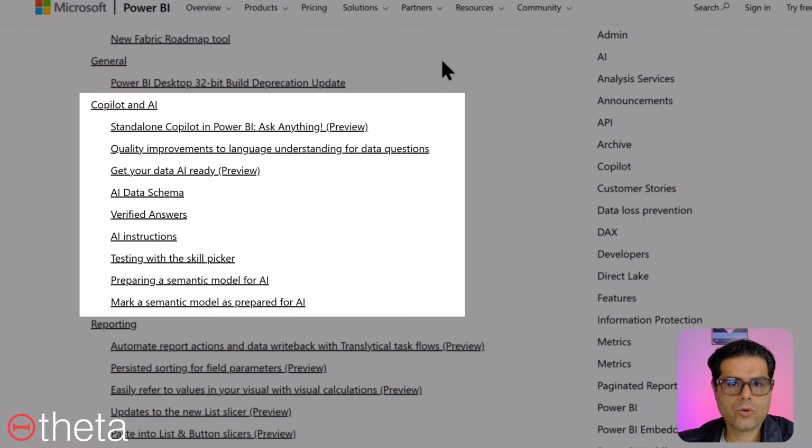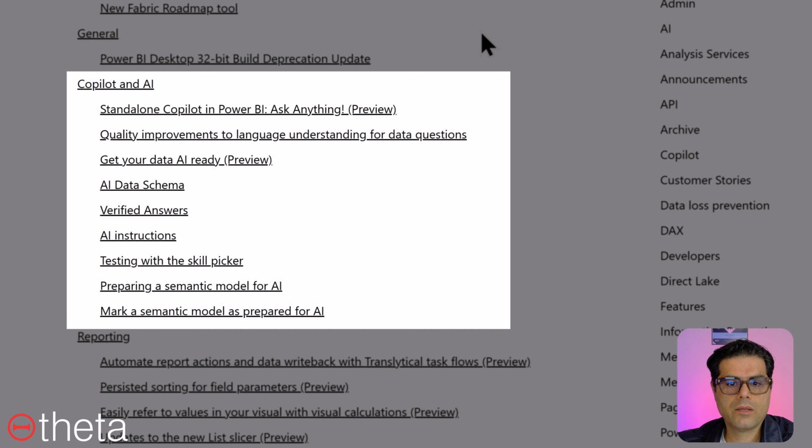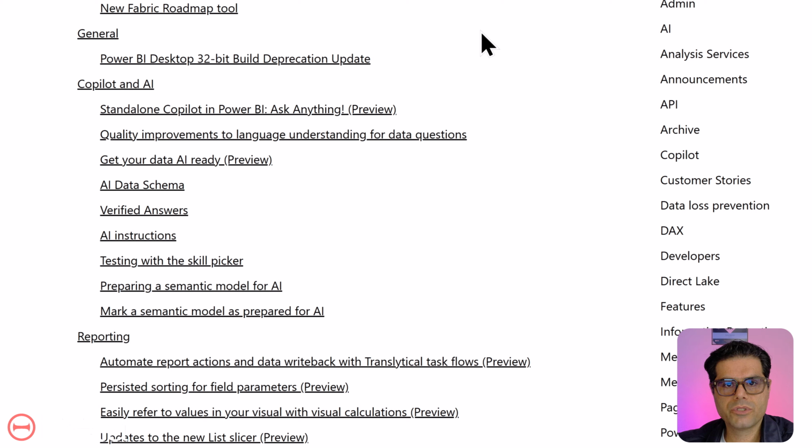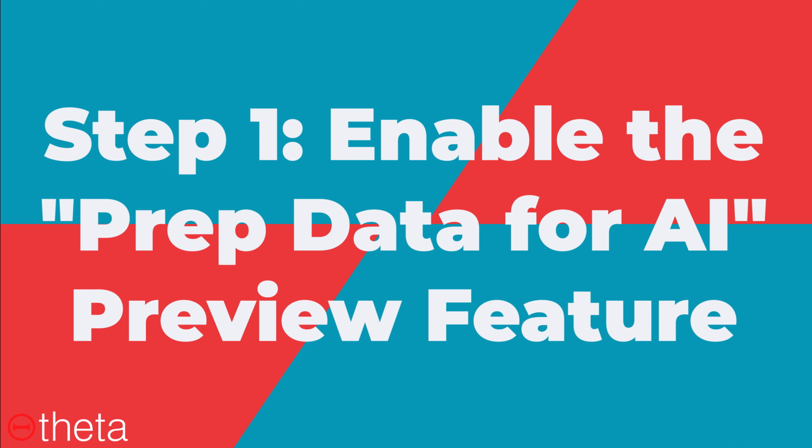In today's demo, I will walk you through the new Copilot and AI features available in Microsoft Fabric for data schemas, verified answers, and AI instructions, and so on and so forth. In short, these features will help Copilot and AI to provide more thorough answers when the users ask questions. During these steps, we are actually training our AI model and prepare our semantic model to help Copilot generate more thorough answers.